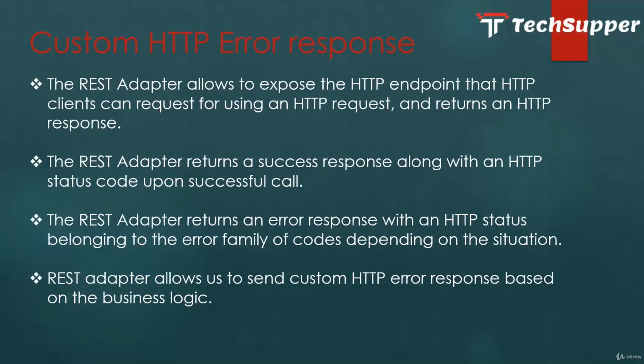If you call an HTTP endpoint and if it returns a success, it returns a success response along with an HTTP status code like 200, 202 and other response codes as well in case of a successful call. If any REST API throws an error, it throws a response along with the HTTP status code belonging to the error family of codes depending on the situation. Sometimes you may get 500 internal server error. Sometimes you may get 404, 400 error depending on the situation.